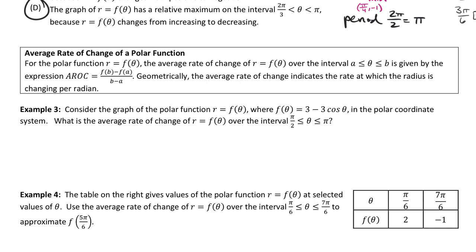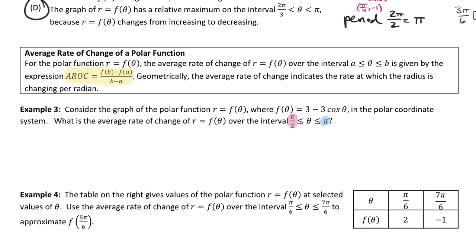We know this formula. So if we're asked a question like number 3, I guess we should highlight this formula even though I know you know this. Okay. Consider the graph of the polar function r equal to f of theta, where f of theta is 3 minus 3 cosine of theta in the polar coordinate system. What is the average rate of change of r equal to f of theta over the interval from pi over 2 to pi? This is x1. This is x2.